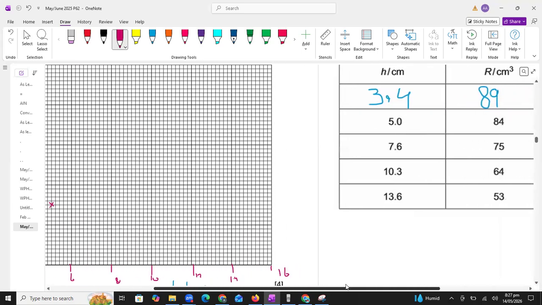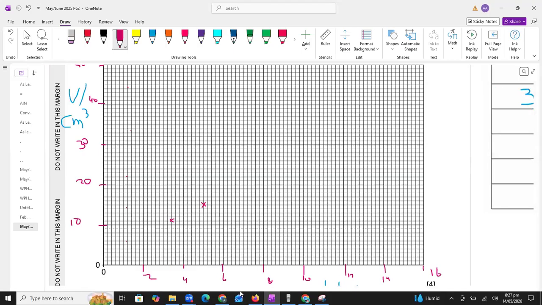Now the 7.6 centimeter and 25. 7.6 centimeter and 25, so 25 must lie here. 6, 6.2, 6.4, 6.6, 6.8, 7, 7.2, 7.4, 7.6. So we have to mark the cross here.